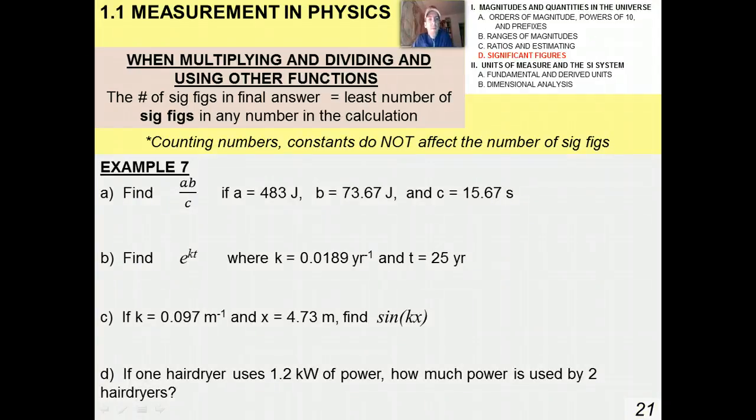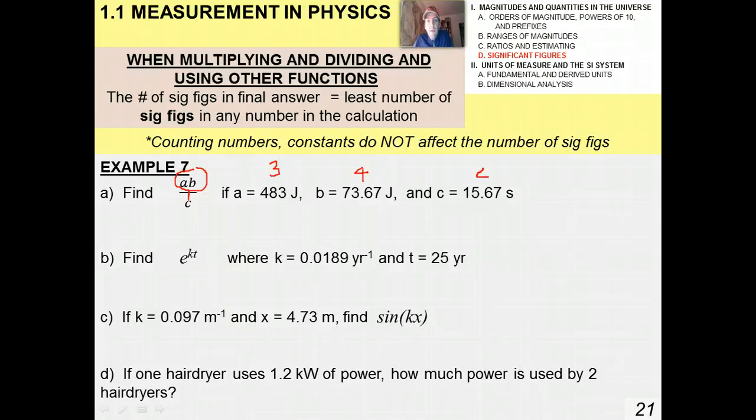So for the next example, let's do part A together. This is a problem involving a multiplication of two values and then a division of two values, okay? So AB over C, and I give you these values. Again, notice how we're not really going to care so much about the number of decimal places. We're going to talk about significant figures, okay? So which of these values has the least number of sig figs? Well, clearly it's A. A has 3, and the other two each have 4, okay?